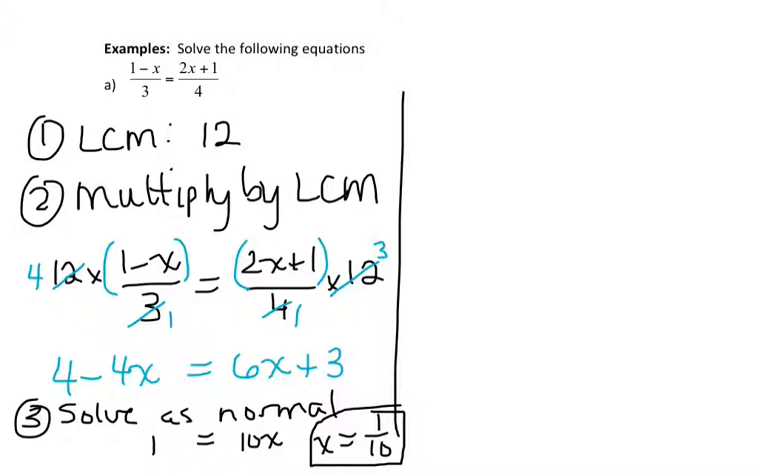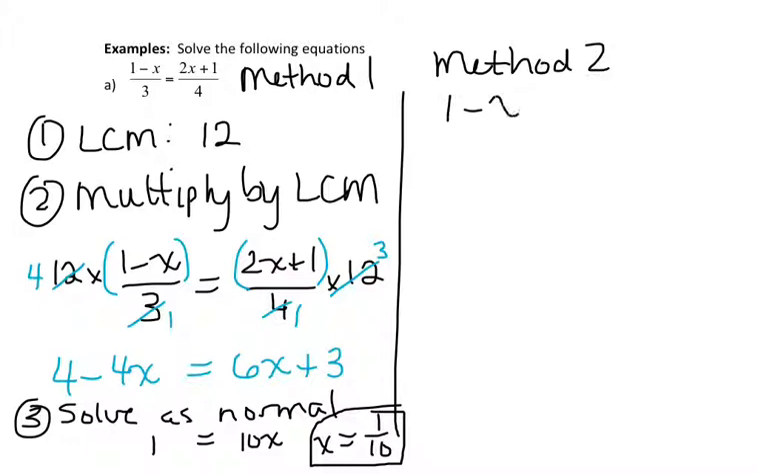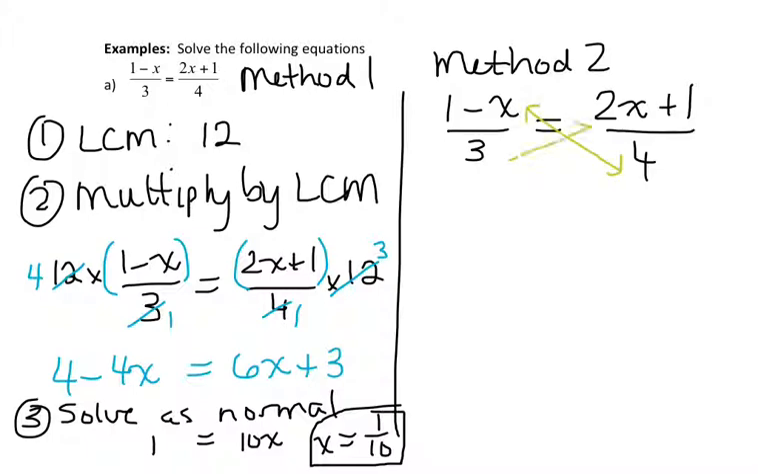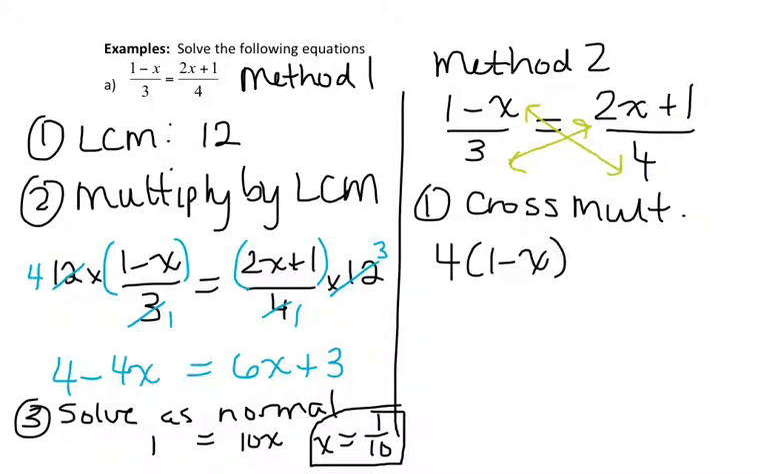So now method 2. Over here we had method 1, and now here we have method 2, which is to cross multiply. So we've got (1 minus x) over 3 equals (2x plus 1) over 4. So we're going to cross multiply. I'm going to multiply 4 times (1 minus x) and 3 times (2x plus 1). So step 1, cross multiply. And I end up with 4 times (1 minus x) equals 3 times (2x plus 1).